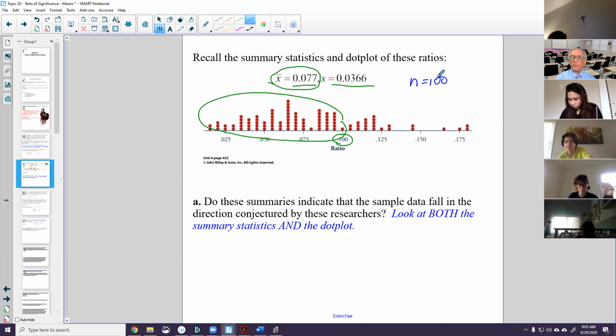Mr. Jenkins? Yes. I don't know if I'm supposed to use the s over radical n, or if I'm supposed to use the square root of p hat times 1 minus p hat over n. That's where I'm confused. So p hat deals with proportions, categorical variables. We're dealing with means, which is quantitative. Okay, so you're going to use the s, Bella. Yeah, good. Thank you.